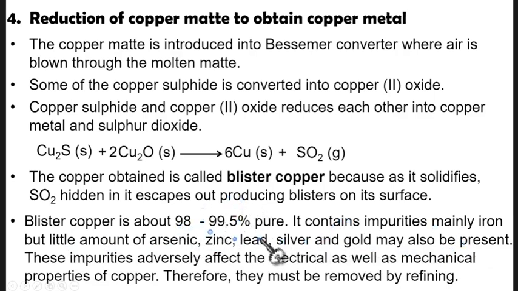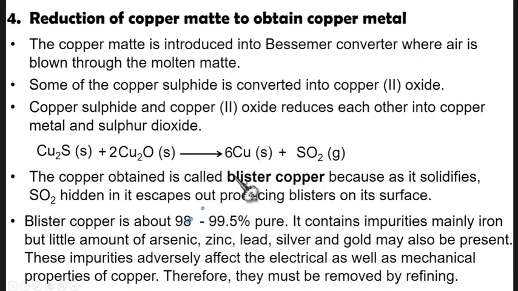So that's why it is 98 to 99.5% pure, because it has some impurities of iron, arsenic, zinc, lead, silver, and gold. These impurities adversely affect the electrical conductivity as well as the mechanical properties of copper. Therefore, they must be removed by refining.